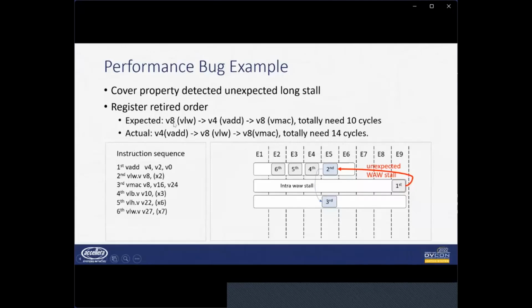In this case, there is no functional issue. The values of registers V8 and V4 have no functional issue, but the RTL's implementation spends 40% more effort to achieve this goal. So this is a performance bug.